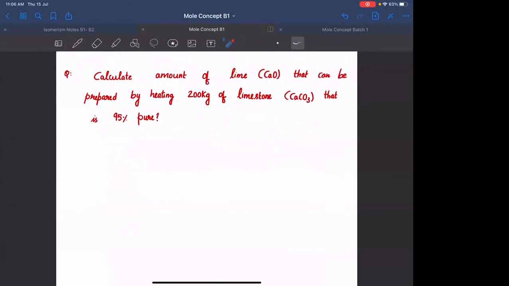So 95% by mass. 95% pure means by mass. If nothing is mentioned, we will take it by mass.